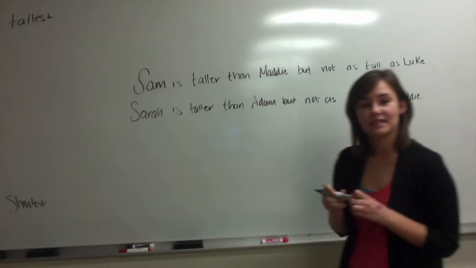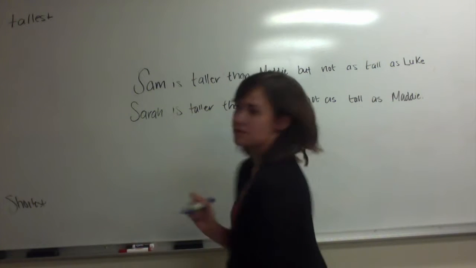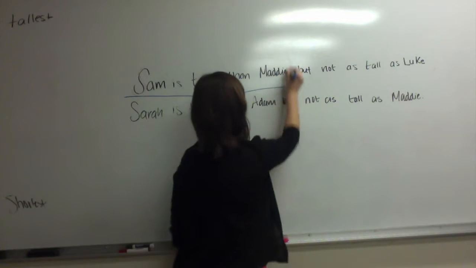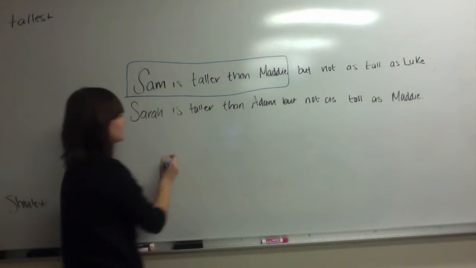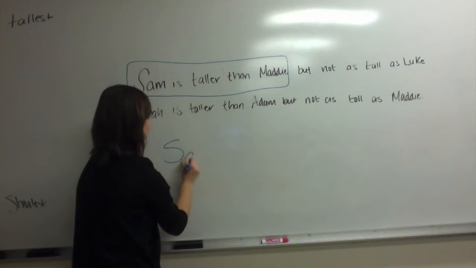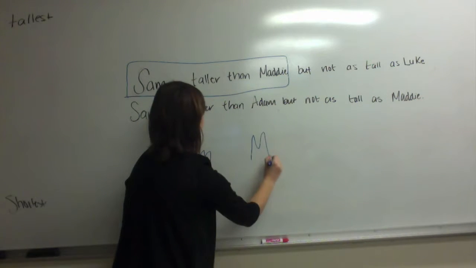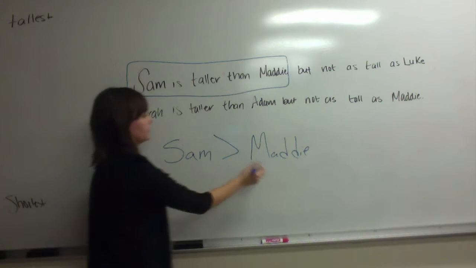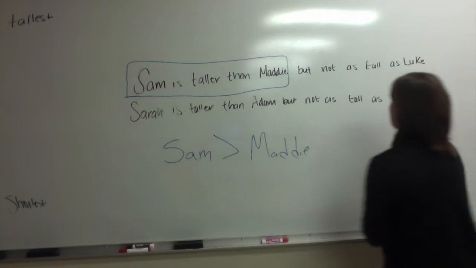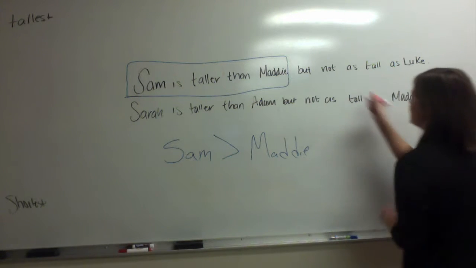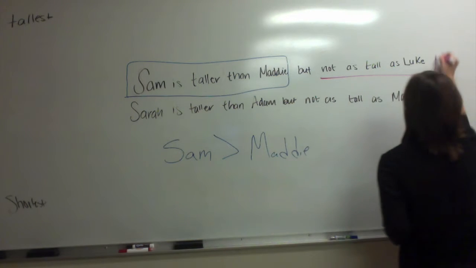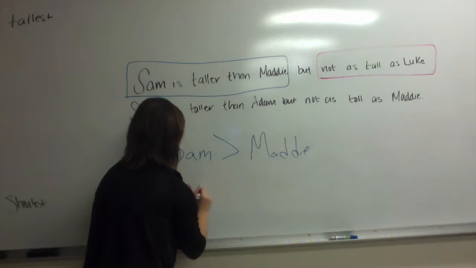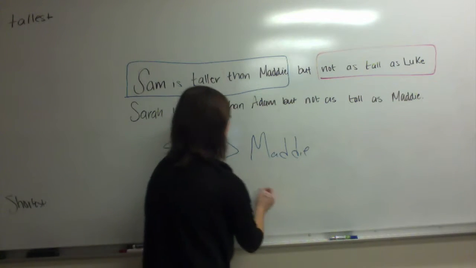All right, so now that you guys have worked on that together, we are just going to break this up into pieces. So the first thing that we know is Sam is taller than Maddie. That is our first block. And we can write that down over here. Sam, Maddie. And we know that Sam is taller than Maddie. The next thing that we are going to break up is Sam is not as tall as Luke. So we'll write that down over here. Sam is not as tall as Luke.